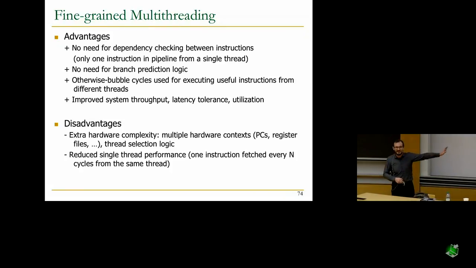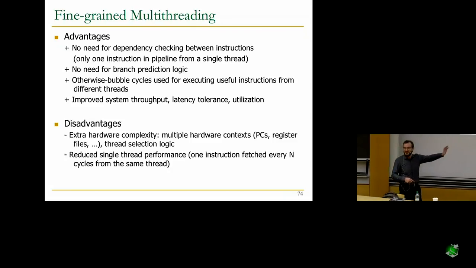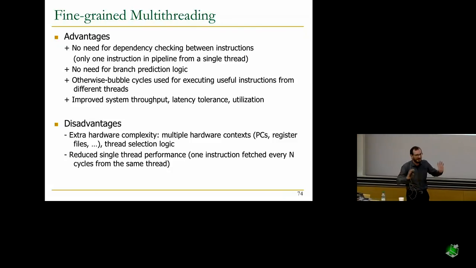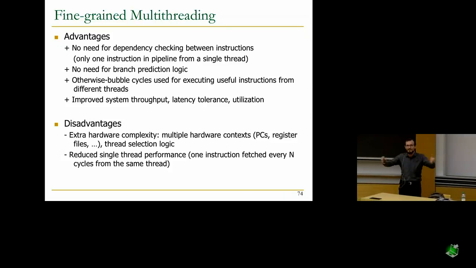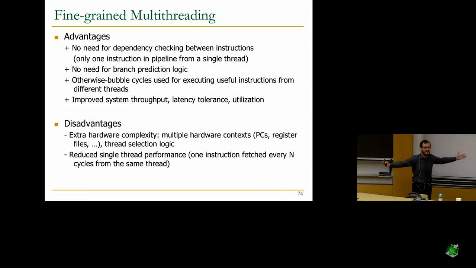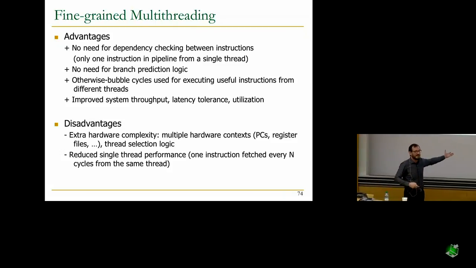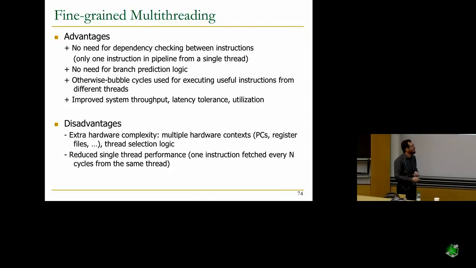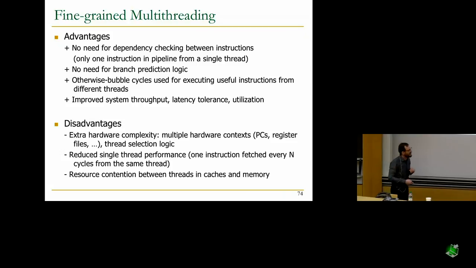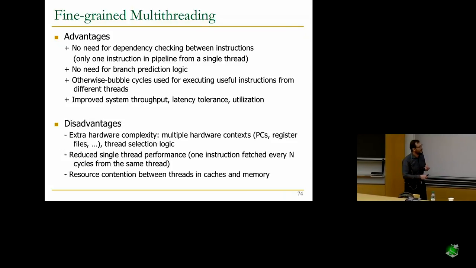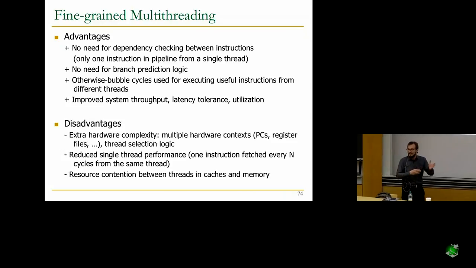You should not do this if you're Intel, who is relying on general purpose performance everywhere in the world, right? But you can do this if you start with a graphics engine, because you already have many, many, many threads to begin with. And your processor becomes simple, and you get high system throughput. So based on your application, this has a lot of benefits or downsides. So of course, you have resource contention between caches and memory from different threads. You need to handle that somehow.